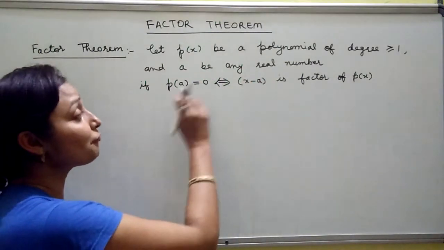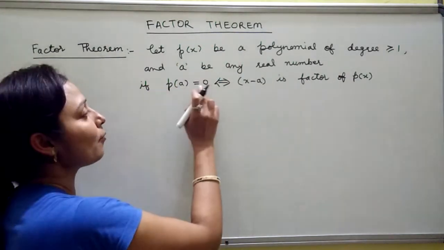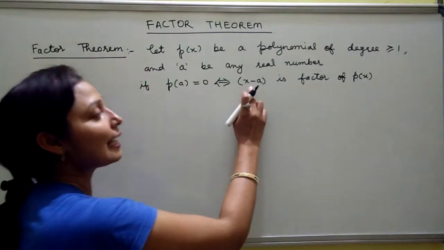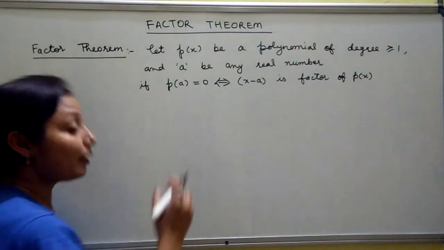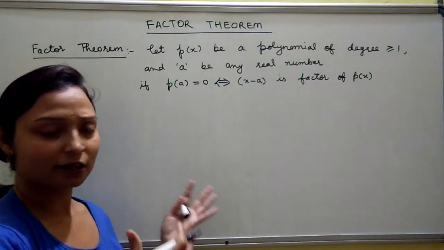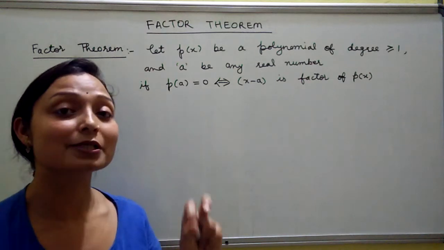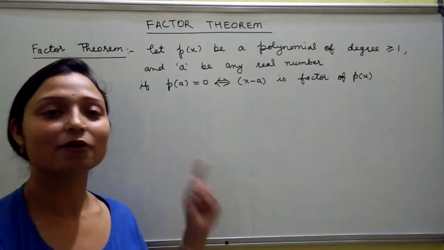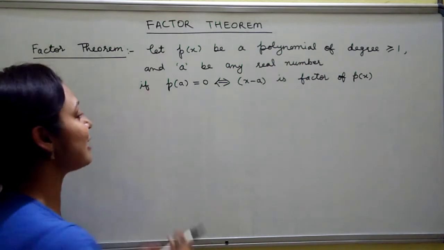If by substituting the value a in the polynomial we get 0, that means x minus a is a factor of the given polynomial. If I want to check whether it is a factor of the given polynomial, we have to substitute the value. If the value is equal to 0, then it is a factor of the given polynomial. I will explain it by using one example.